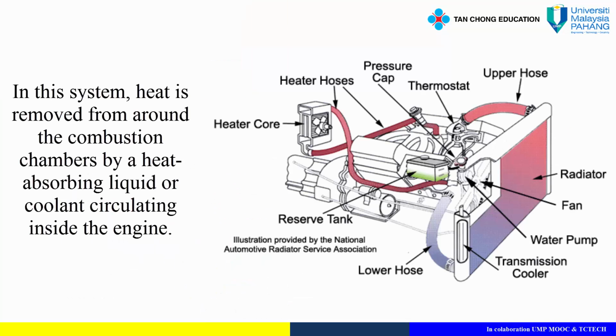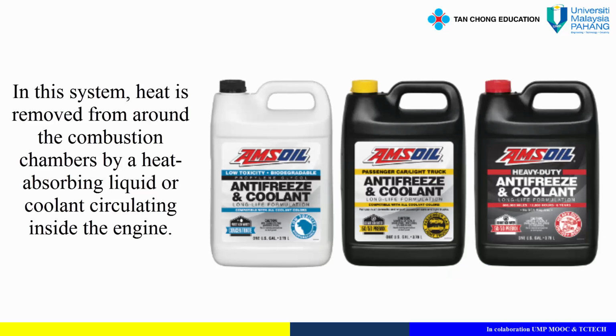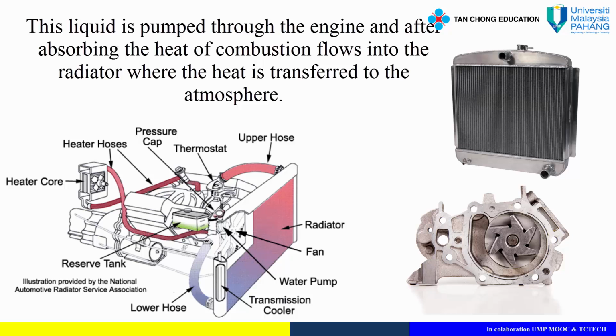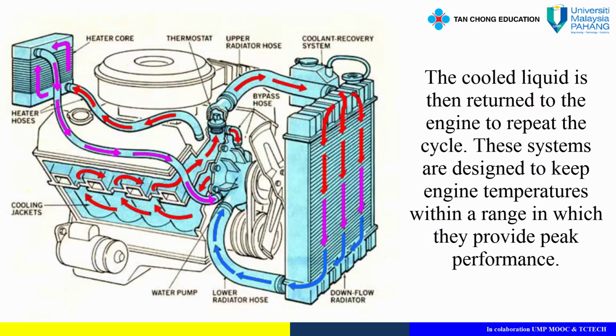In this system, heat is removed from around the combustion chambers by a heat-absorbing liquid, or coolant, circulating inside the engine. This liquid is pumped through the engine, and, after absorbing the heat of combustion, flows into the radiator, where the heat is transferred to the atmosphere. The cooled liquid is then returned to the engine, to repeat the cycle. These systems are designed to keep engine temperatures within a range in which they provide peak performance.